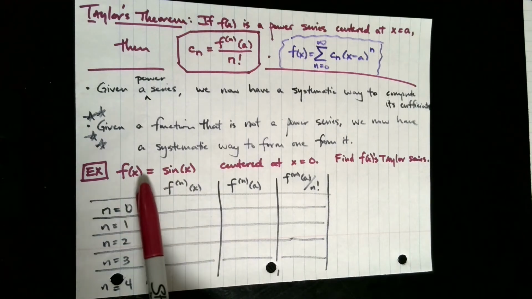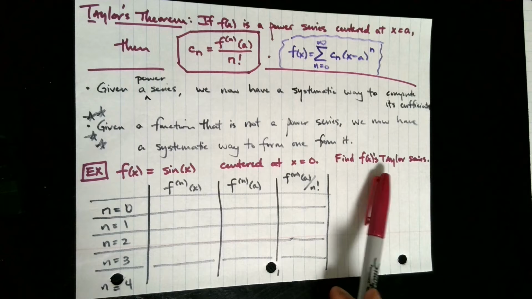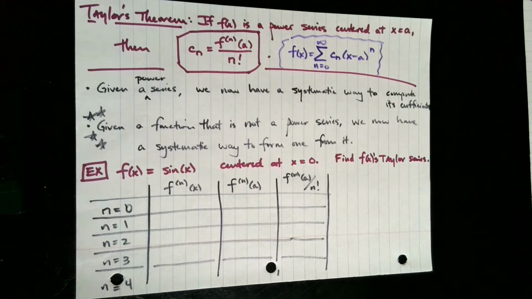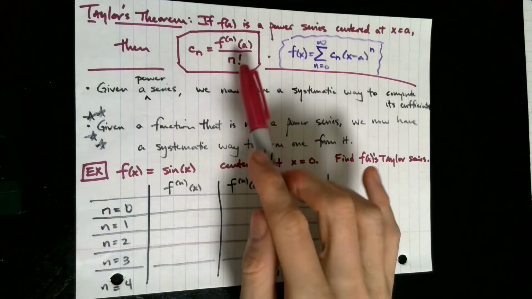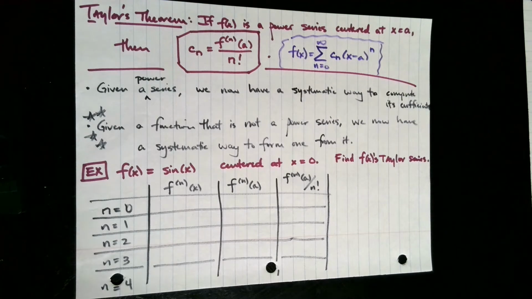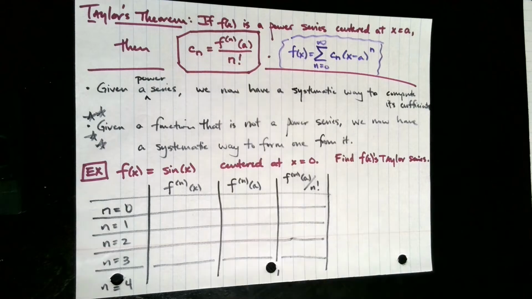So what's our function of interest here? Let's work this example. Imagine we're looking at the function sine of x. We want to find a power series specifically using Taylor's formula. So we're going to find a Taylor series for our function, centered at x equals 0. Let's go through the process, because we need to ultimately cook up its coefficients. And how do you cook up the coefficients? By taking derivatives, evaluating at the center, and dividing by n factorial.